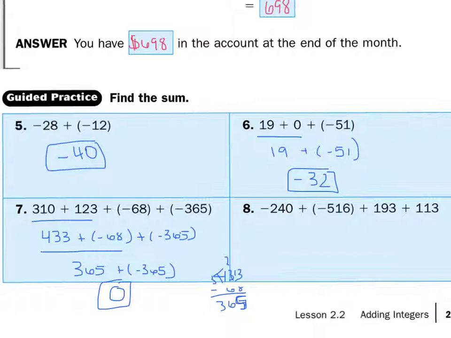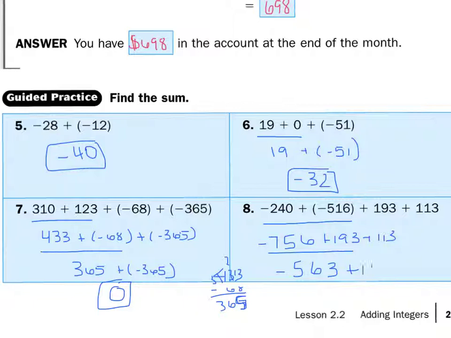And for number 8, when I add my first two together, I get 756, and it's going to be negative because both of those signs were negative, plus 193 plus 113. Negative 756 plus 193, they have different signs, so you would want to subtract them, which is 563. It's going to be negative. 756 was larger than 193, and it had a negative sign with it.